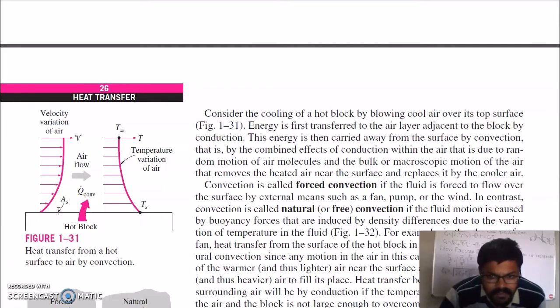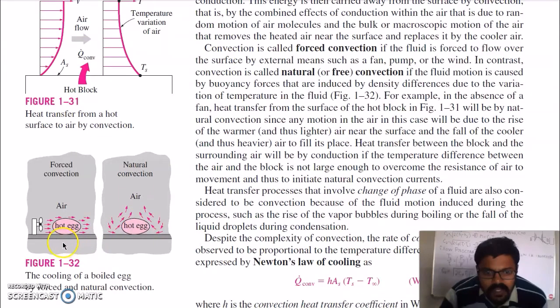So by the combined effect of conduction within the air, that is due to the random motion of air molecules, and the bulk and macroscopic motion of the air that removes the heated air near the surface and replaces it by the cooler air. So the convection is called forced convection.